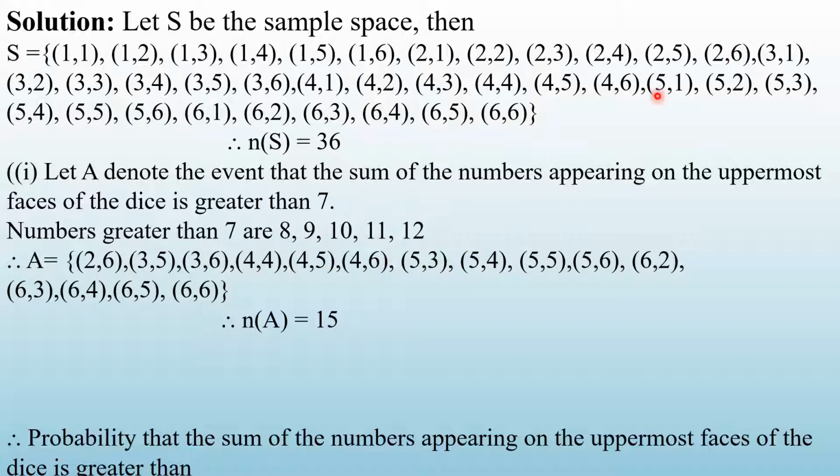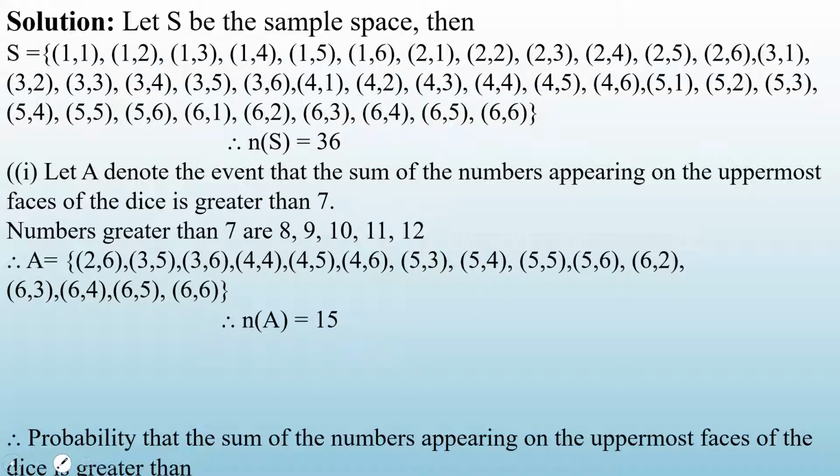Now for those starting with 5, 5, 1 will not work and 5, 2 will not work either. 5, 3, 5, 4, 5, 5, 5, 6: the sum is greater than 7. And for those starting with 6, 6, 1 will not work. 6, 2, 6, 3, 6, 4, 6, 5 and 6, 6. Count them. How many are there? 15. So the number of points in this event is 15.